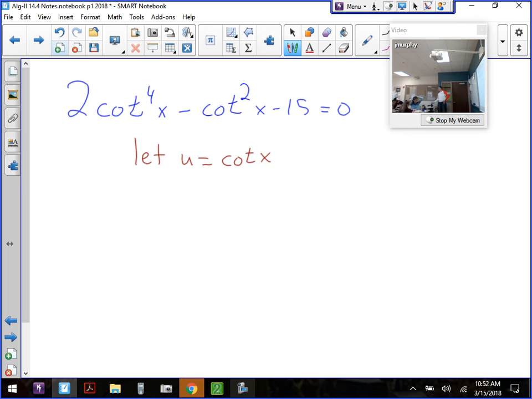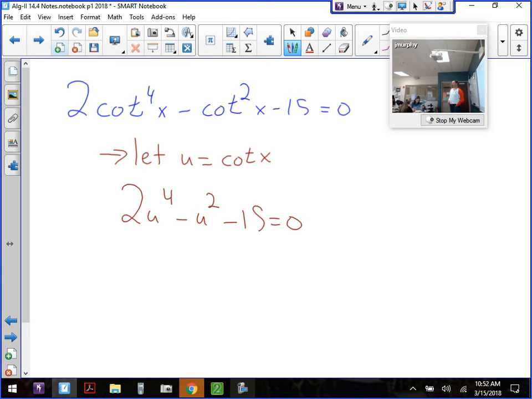What this is called, u substitution. You use u substitution whenever you have something that looks awful, but yet you can rewrite it in easier terms. So what we do here is we use this thing called u substitution. So now I get 2u to the 4th minus u squared minus 15 is 0.